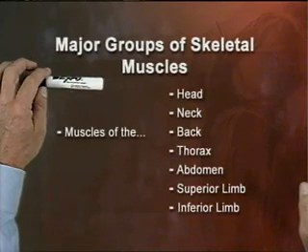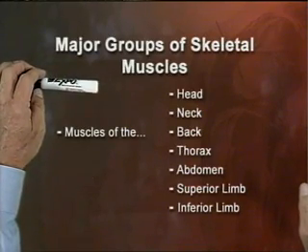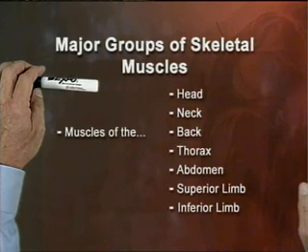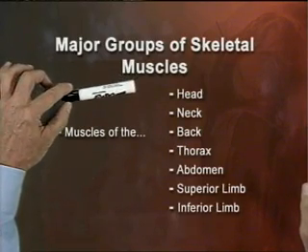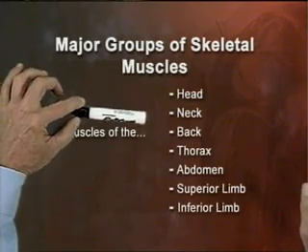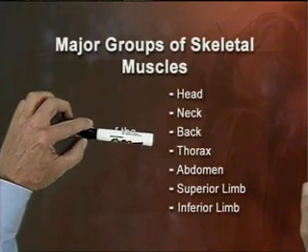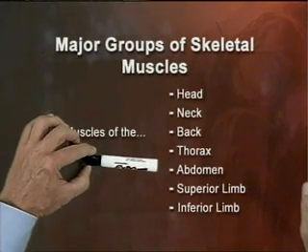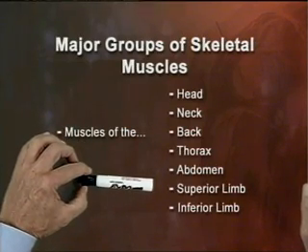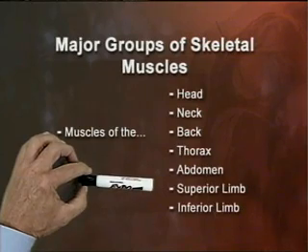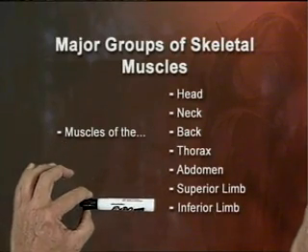These are the seven major groups of skeletal muscles in the body, and as Eva says, we can divide those in a manner somewhat similar to what we did with bones. The muscles of the head, neck, back, thorax, abdomen, including the pelvic region, the muscles of the superior limb, of course there's left and right versions there, and the muscles of the inferior limb.